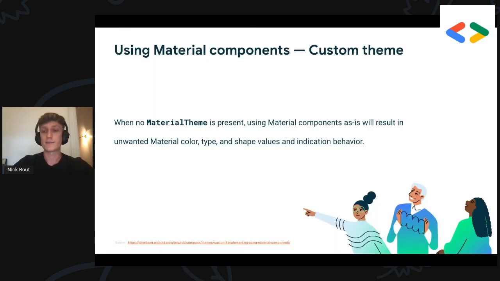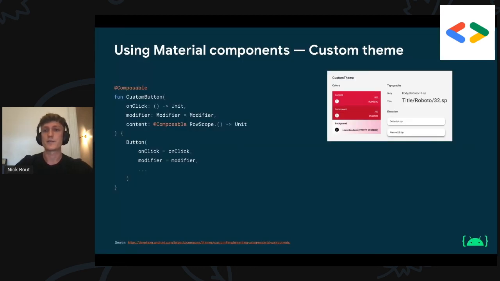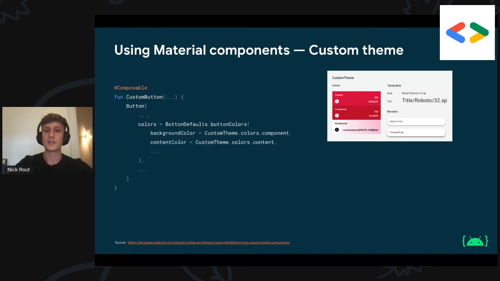Lastly, if you're using a fully custom theme, i.e. there's no material theme present, using material components as is will basically result in unwanted colors, types, and shape values all over the place, because they're going to have unspecified values in place, which Compose tends to interpret as just black or white or whatever makes reasonable sense. So if you want to wrap a button for a fully custom theme, again, setup is providing standard parameters and passing those through to the button.